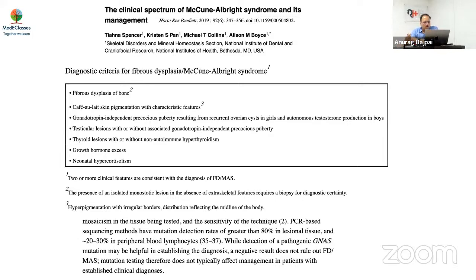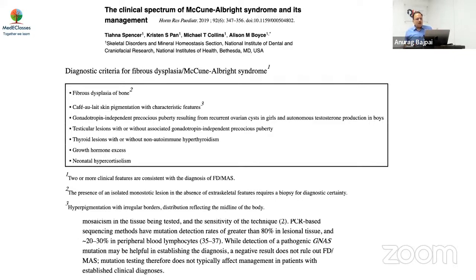And now, in our diagnosis, the major problem is that this is a somatic mutation, so you may not be able to identify it. What they are saying is that if you take blood, only 20 to 30% may have a positive diagnosis on the blood. You may have a higher chance, approximately 80%, if you take the lesion. So if you look at the ovarian cyst tissue, or take a skin biopsy from the cafe au lait spot, or the fibrous dysplasia, you will get a much higher yield. But still, your genetic diagnosis is not going to be 100%.